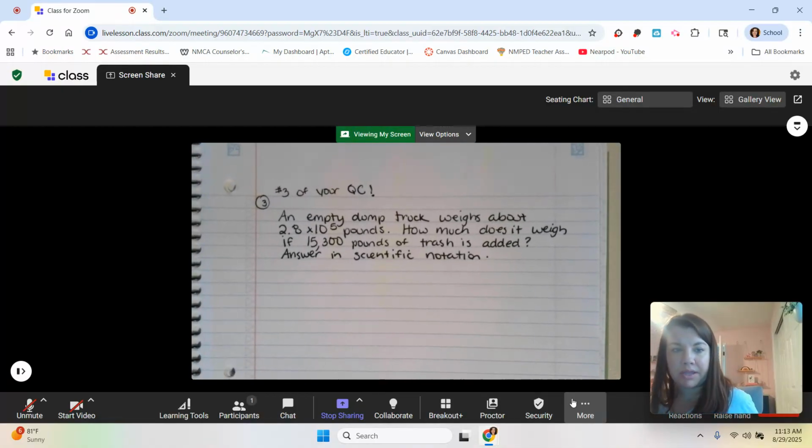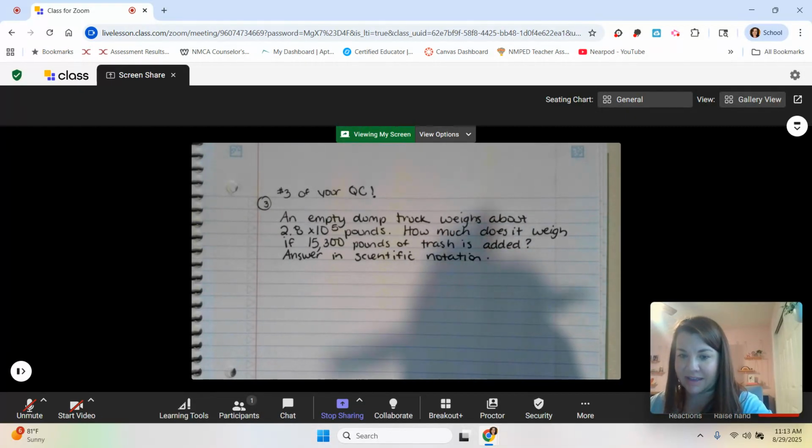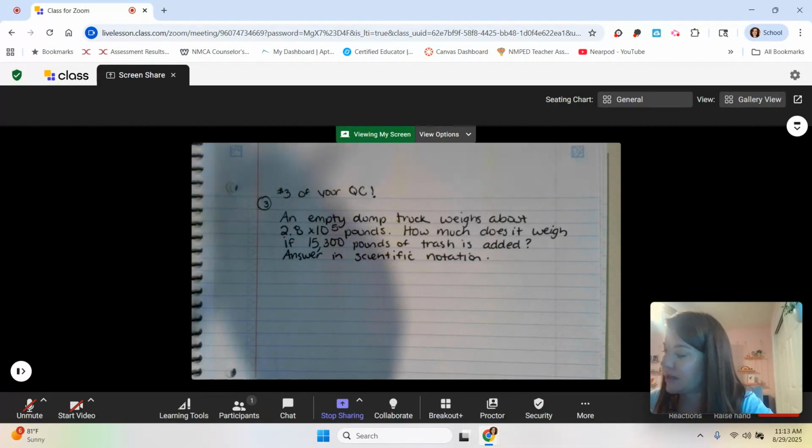Okay, this last example is number 3 from your quick check. So an empty dump truck weighs about 2.8 times 10 to the 5th pounds. How much does it weigh if 15,300 pounds of trash is added? Answer in scientific notation. So the nice thing about this problem on your quick check is that it says the answer should be in scientific notation, and 2 of the answers are not written in scientific notation. So you automatically can eliminate 2 of them just by knowing that. All right, so that's kind of nice. But anyway, let's go ahead and get into it.